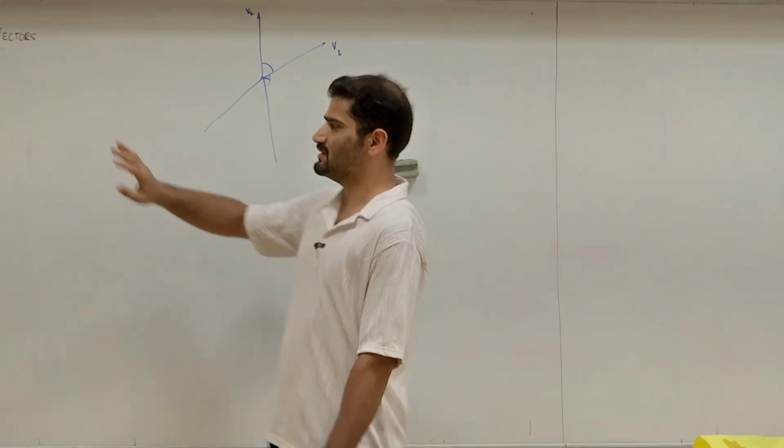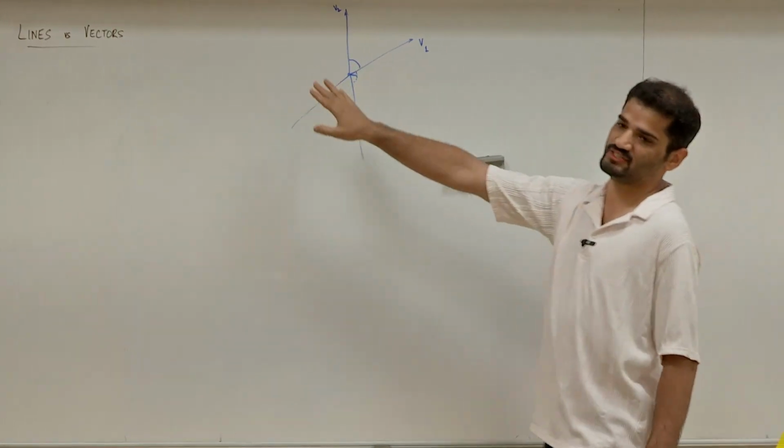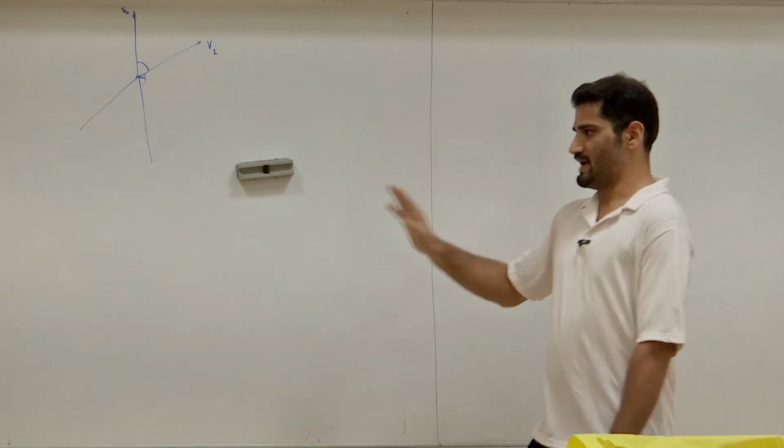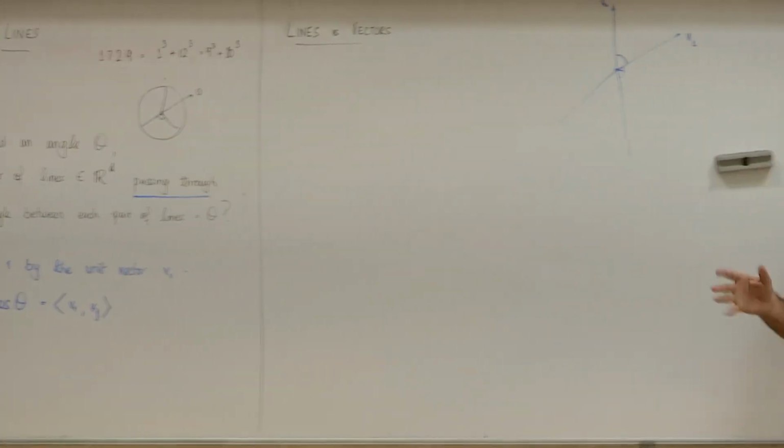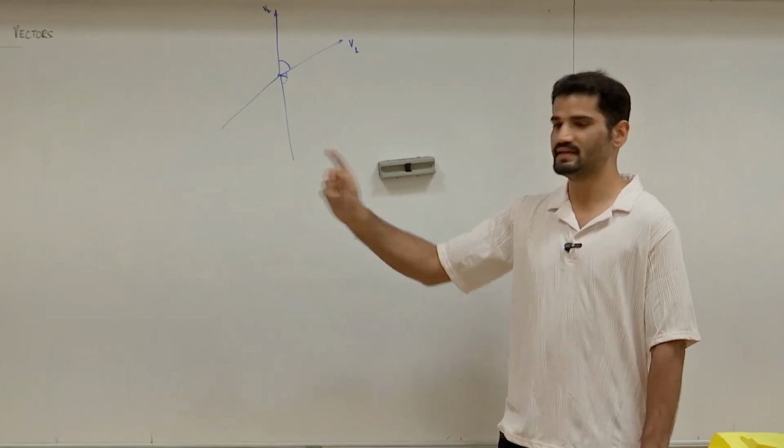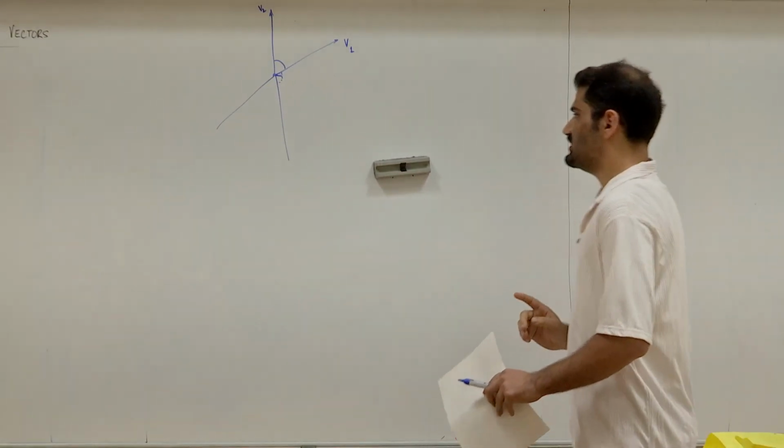So this is a question about equiangular lines. You can ask the same question about equiangular vectors. Everything is the same, except now I have a set of vectors to the origin such that the pairwise angle between every two vectors is theta.